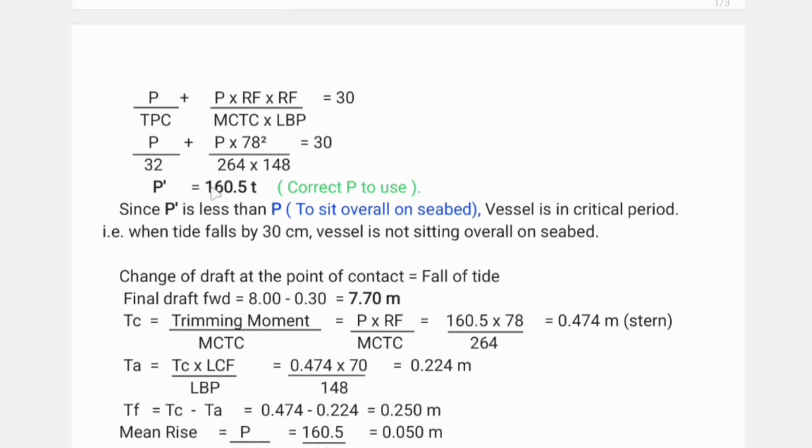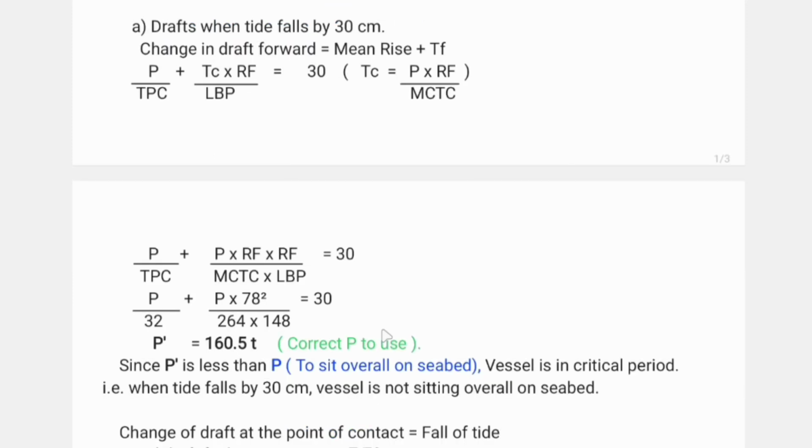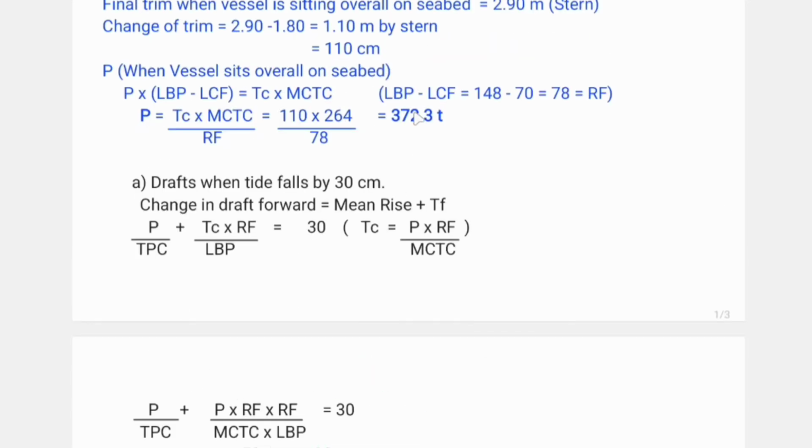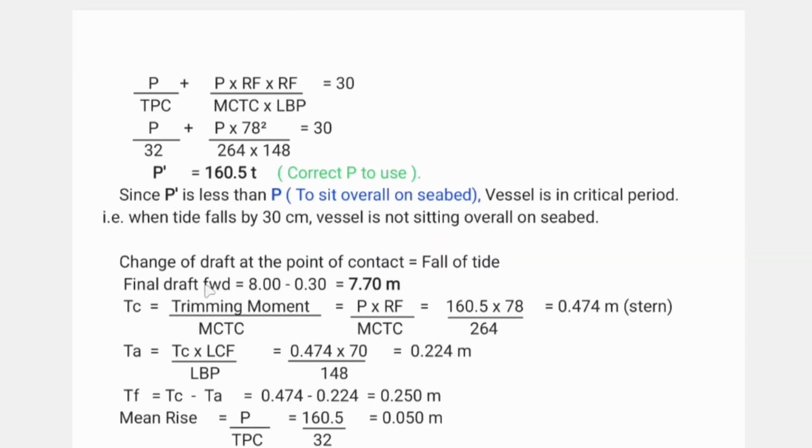So if this P would have been more than this P, we would conclude that the vessel has passed the critical period, that is, the vessel is sitting overall on the seabed. Since this P, 160.5 ton, is less than 372.3, the vessel is in the critical period. That is, when the tide falls by 30 centimeter, the vessel is not sitting overall on the seabed. Change of draft at the point of contact is equal to fall of tide.